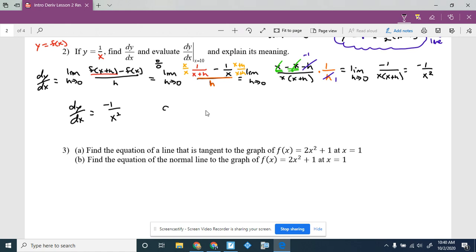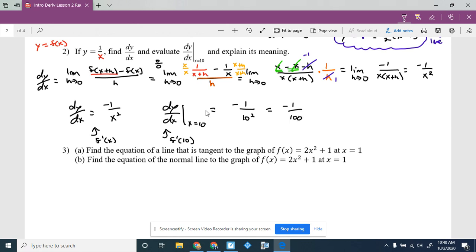Now when it asks me for dy dx at x equals 10, that is like asking for f prime of 10. This here is like f prime of x, and this here is like f prime of 10. In other words, plug 10 into your derivative. Well, I have my derivative right there, my slope producing machine. So I end up getting negative 1 over 100.